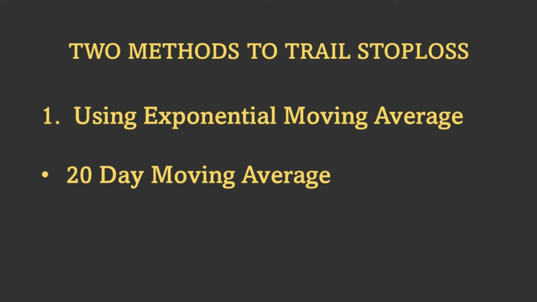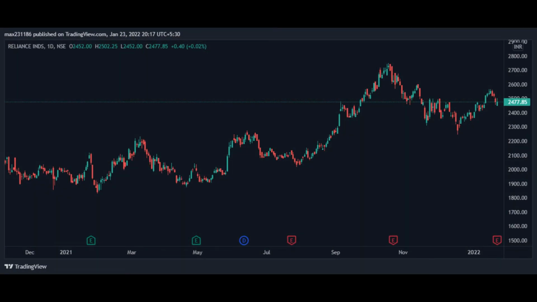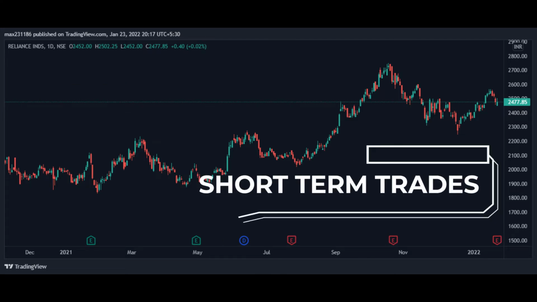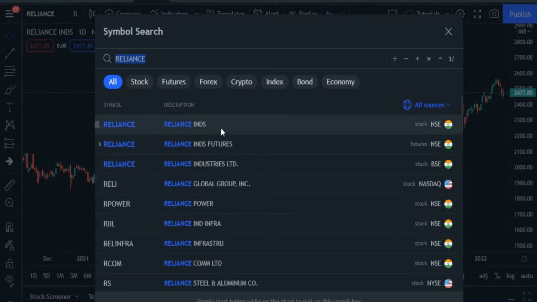So firstly, we'll be using the 20-day moving average to trail our stop loss. To explain this indicator further, the 20-day moving average is an indicator that calculates the average price over the last 20 candles. Let us check it out on the TradingView platform with the help of an example. For the ease of understanding, I will be explaining this technique using the chart of Reliance Industries Limited, since it is the all-time favorite of most investors. Please note, we are using this technique only for short-term investments, and hence, please do not try this for your intraday trades. So this is the chart of Reliance Industries Limited.